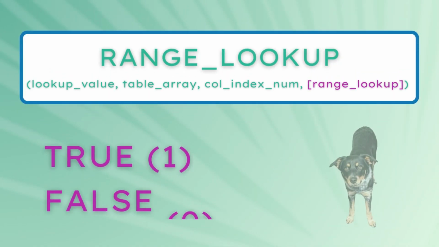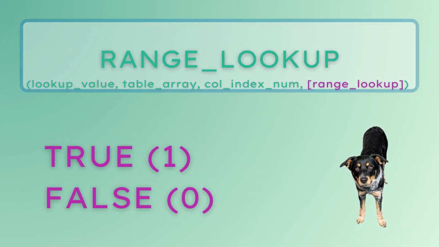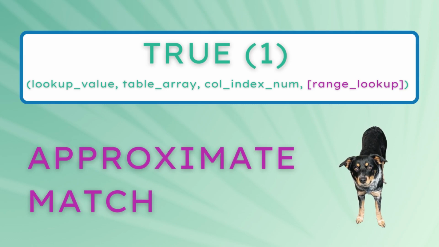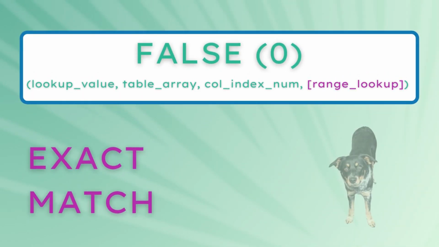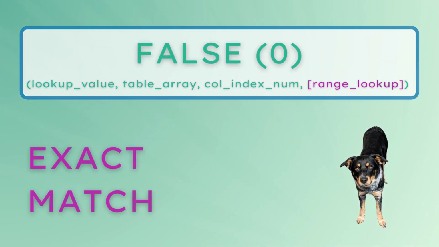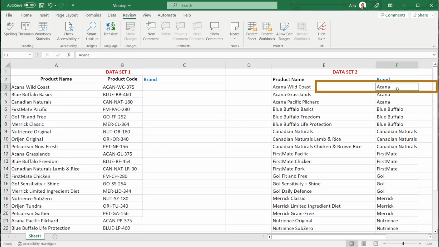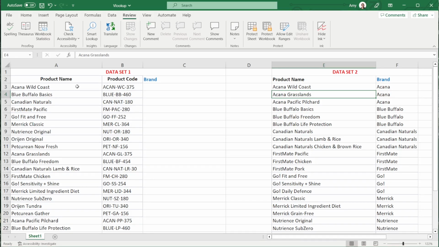The last item is the range lookup. This is defined as true or false. If it is set to true, then you are going to return an approximate match. In this example, we are going to be looking up this Acana Wild Coast product and returning the brand name. Now, I want this to be an exact match. I don't want it to be Acana and then return Grasslands. I want it to be the Acana Wild Coast. So that is an exact match that we are looking up.